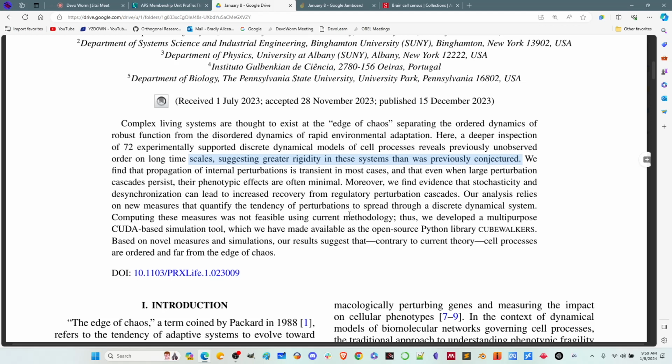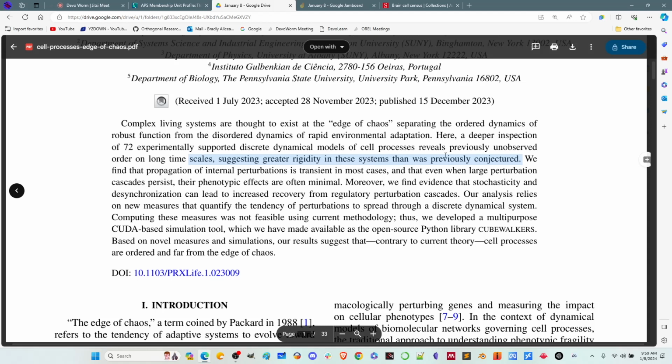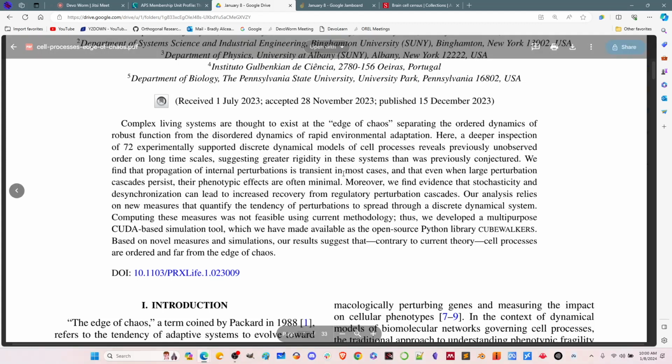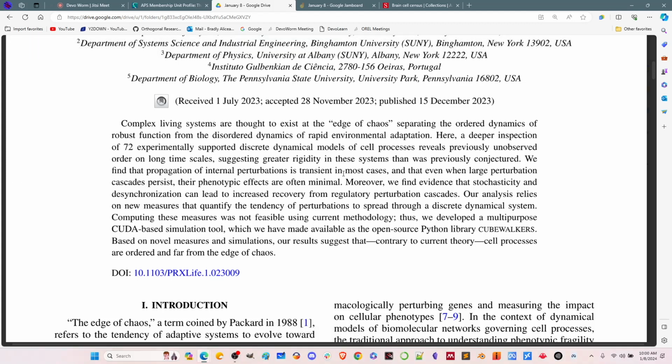So this is really one of the things about biology that is kind of fascinating, this robustness over time. So we find that propagation of internal perturbations is transient in most cases. So when you perturb your system, it doesn't necessarily stick with the system. You might have a memory of that perturbation, but it doesn't really adversely affect the system.